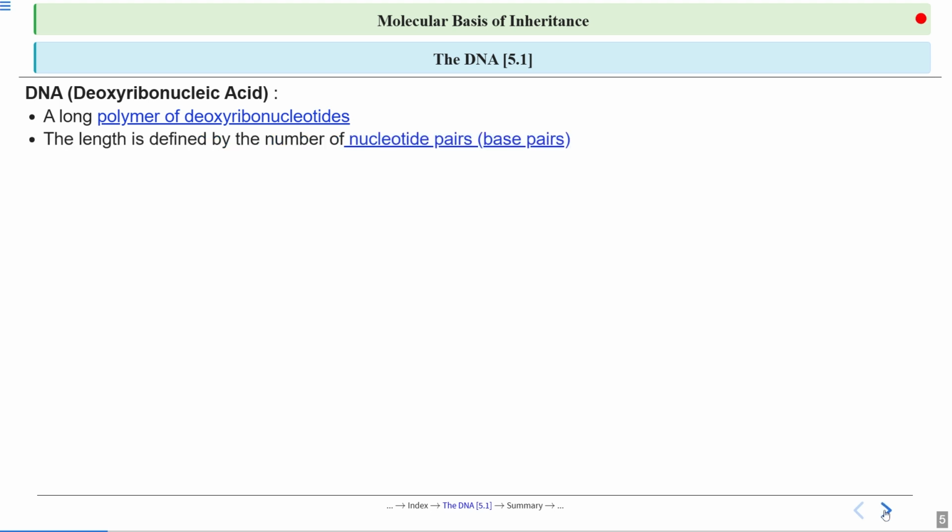So, the length is defined by the number of nucleotide pairs, which we call base pairs. How do we decide the length of the DNA? It is decided by the number of nucleotide pairs or base pairs present in that DNA. That decides the length of that DNA. This is also the characteristic of an organism. The length of DNA can also be defined as the characteristic of an organism.